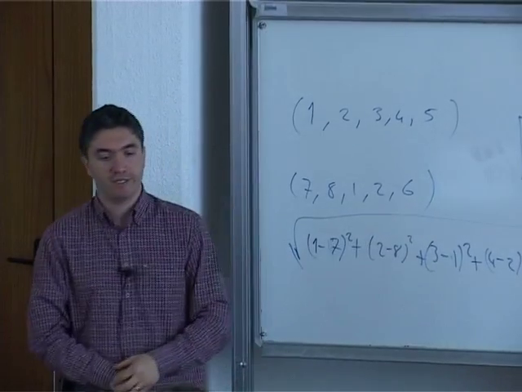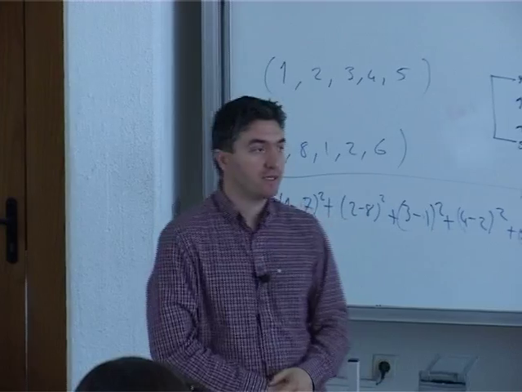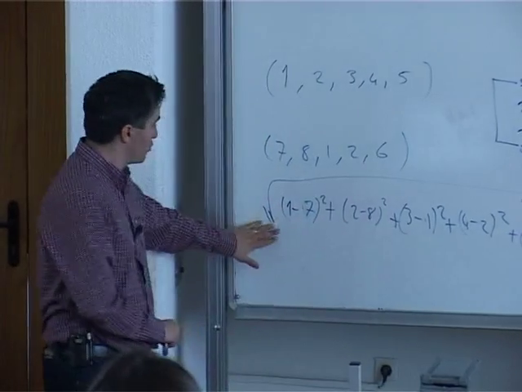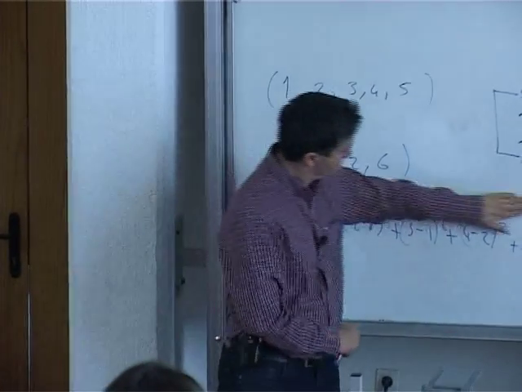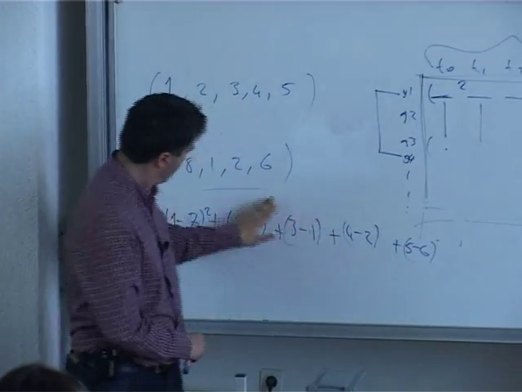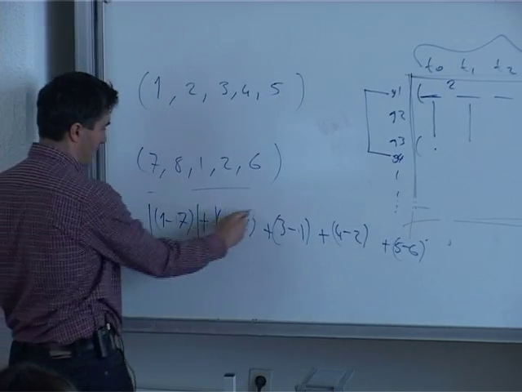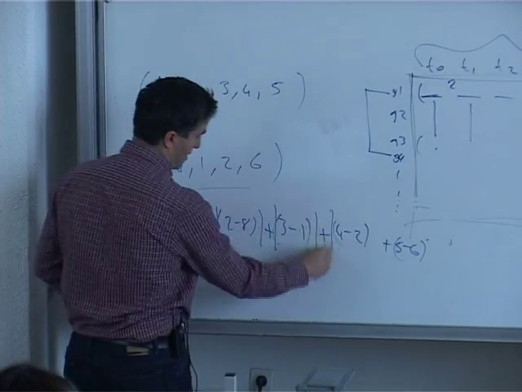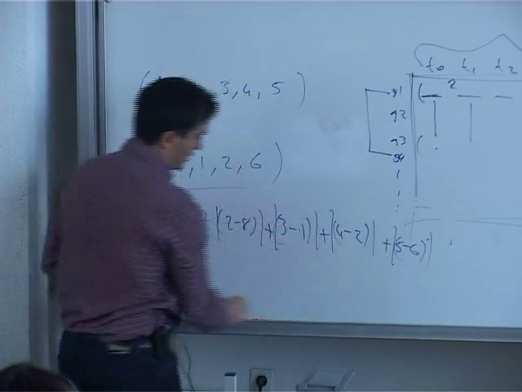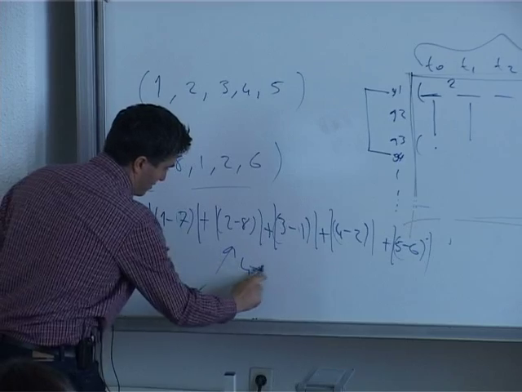There is also another distance called the L1 norm. For the L1 norm, you don't take the square root, you don't take the squares, you just take the absolute values of these differences and sum them up. This is called the L1 norm.